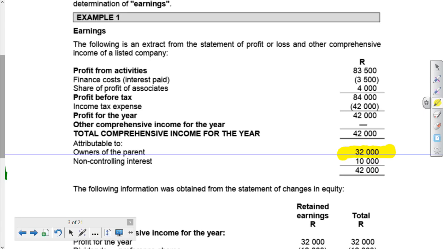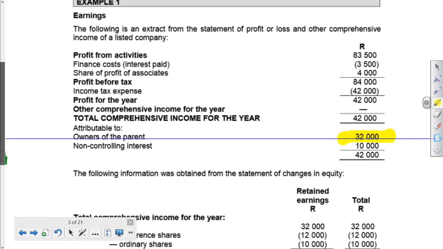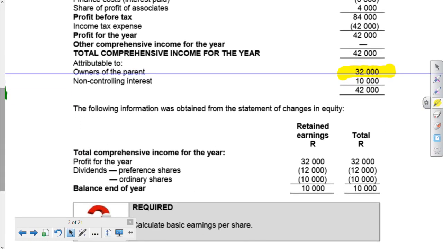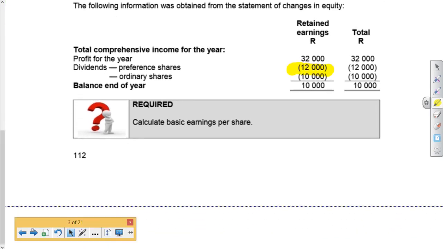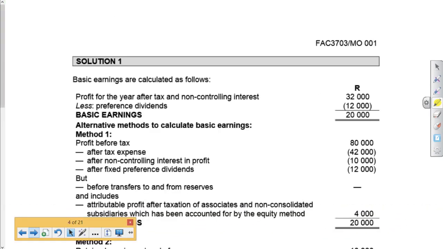The following information was obtained from the statement of equity. I paid a Pref-Div of 12. So attributable to ordinary shareholders is 32 because 10 went to NCI, and then less 12 because that went to Pref shareholders. So attributable to ordinary shareholders would be the 20. If you look down at the calc, they show a short calc, which is the way that I would do it. You start with the 32, you take off the 12, and you're left with 20.